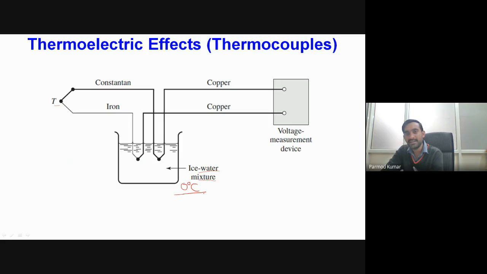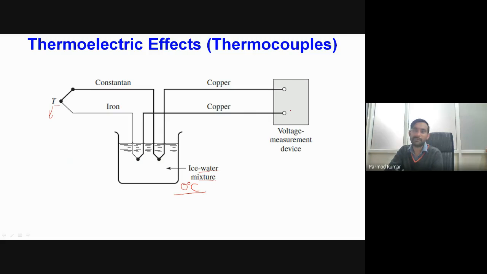Now, what will happen in this circuit when we change the temperature at this particular junction? We will get changes in our output voltage, and as we already have the reference junctions maintained at a fixed reference temperature, we can relate the value of temperature at this junction directly to the value of the EMF we obtain over here.